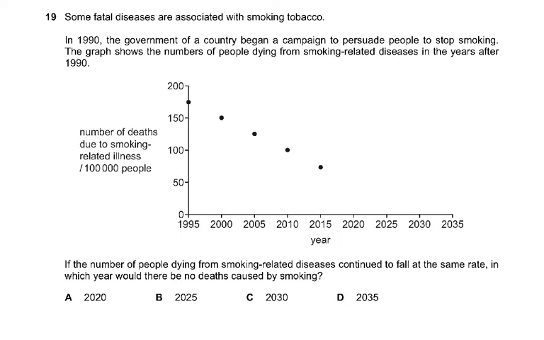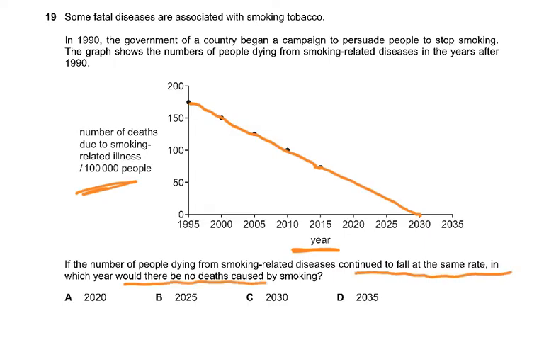Then, question number 19. Some fatal diseases are associated with smoking tobacco. In 1990, the government of a country began a campaign to persuade people to stop smoking. The graph shows the number of people dying from smoking-related diseases in the years after 1990. You can see number of deaths due to smoking. You can see the year. If the number of people dying from smoking-related disease continued to fall at the same rate, in which year would there be no deaths caused by smoking?